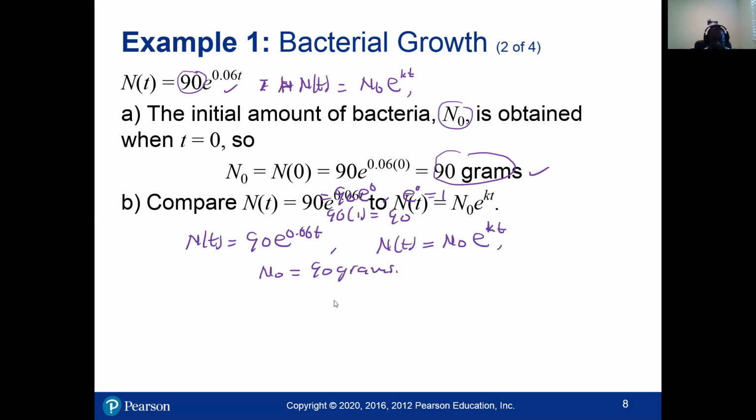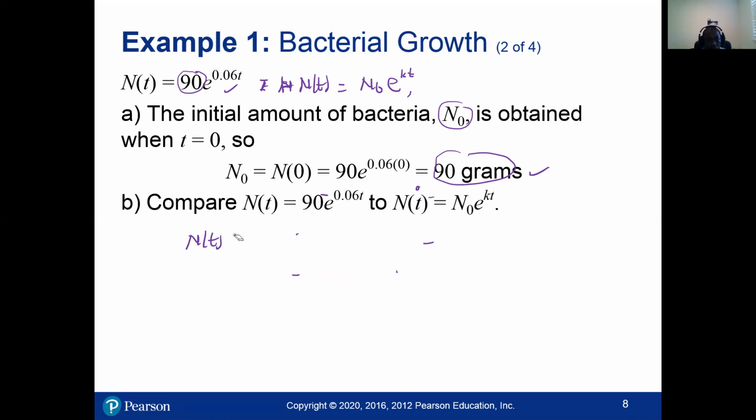And then part B, what is the k? Now, if you compare this to that, you notice that your k will be equal to 0.06, and then it's a percentage. So you always express it as a percentage. In this case, k is equal to 0.06, or 6%.